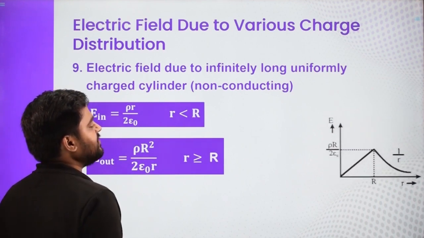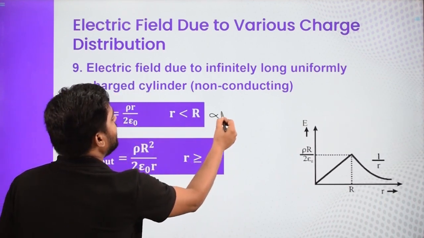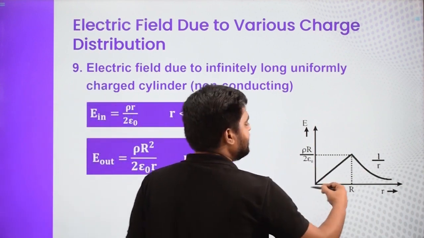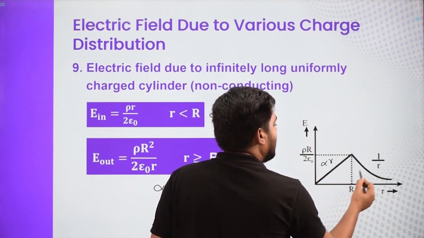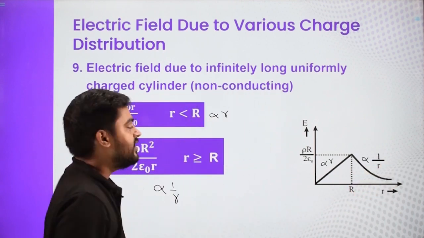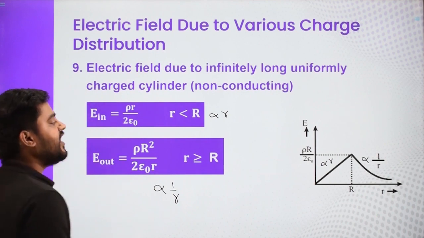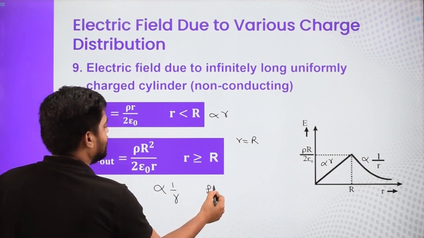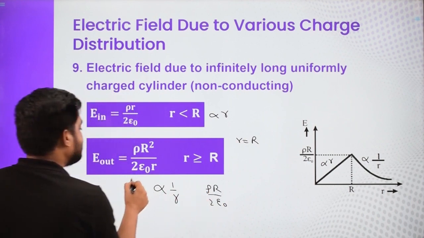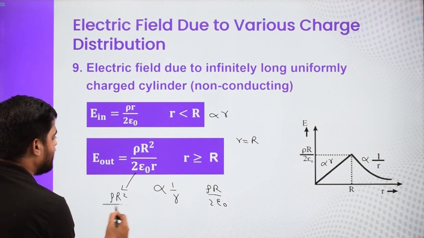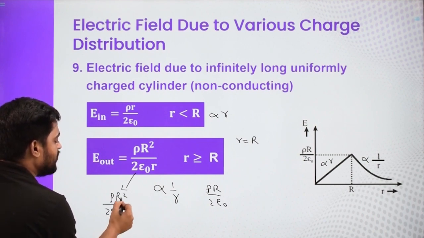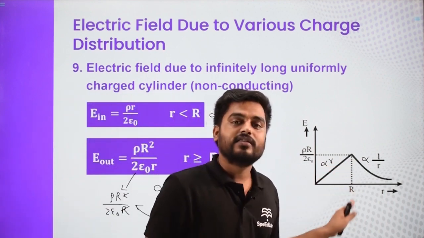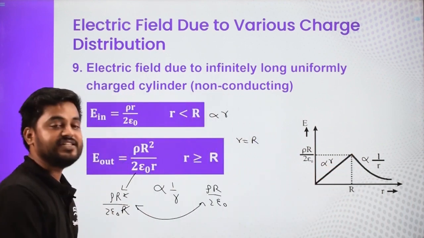So the graph is nothing but, here it is proportional to r and here it is proportional to 1 by r. So initially we will get a straight line rising proportional to r, and then we will get proportional to 1 by r, and at the boundary condition, that is when r is equal to R, put the value. So this is rho R by 2 epsilon naught, while this thing is rho capital R square by 2 epsilon naught capital R. One R is gone, and again we get the same thing. So the graph is continuous at the boundary, that is small r equal to capital R.